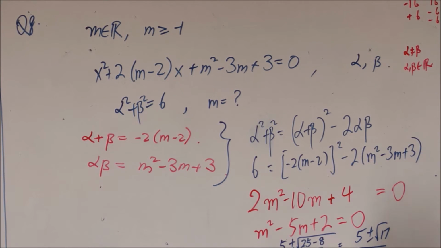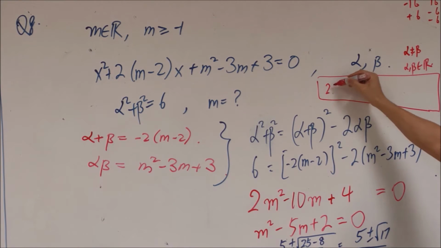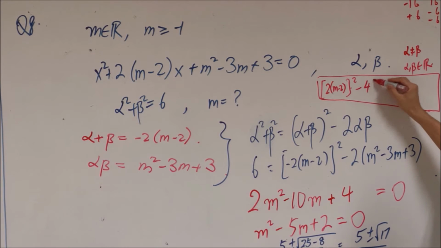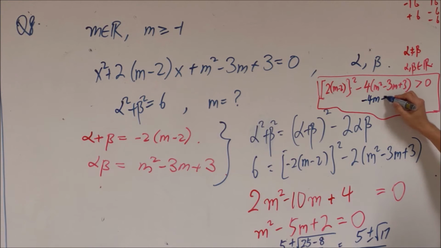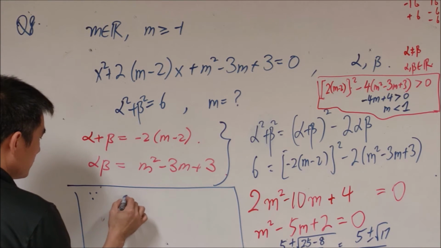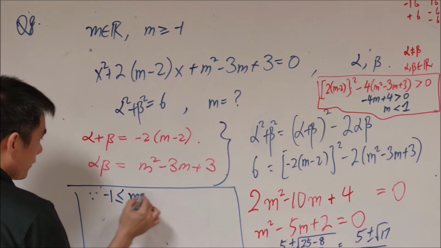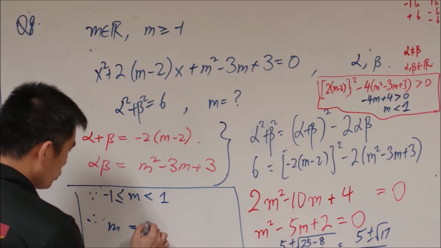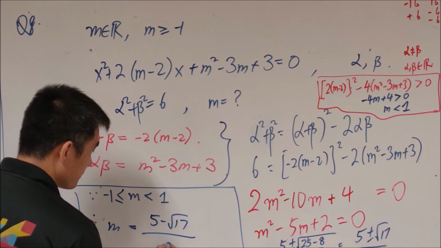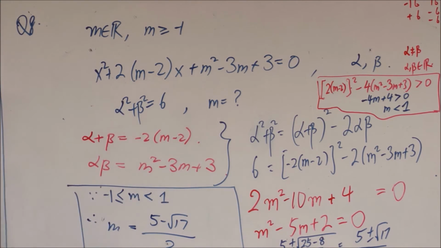If alpha and beta are real roots, the discriminant will be a positive value. b squared minus 4ac will be a positive value. So this gives me negative 4m plus 4 positive, and therefore m is less than 1. Because m is greater than or equal to negative 1 but less than 1, m can choose only this value. Okay, so that's the final answer.